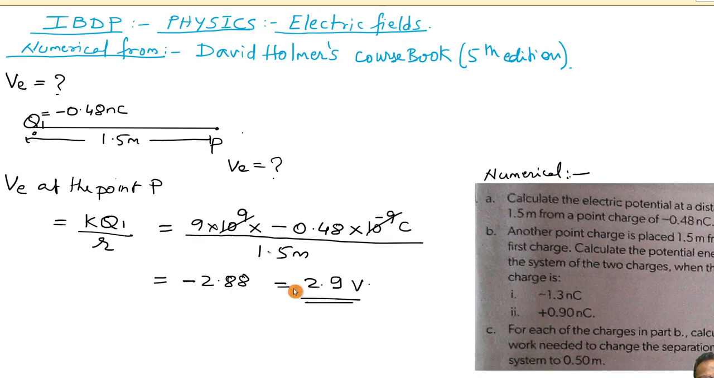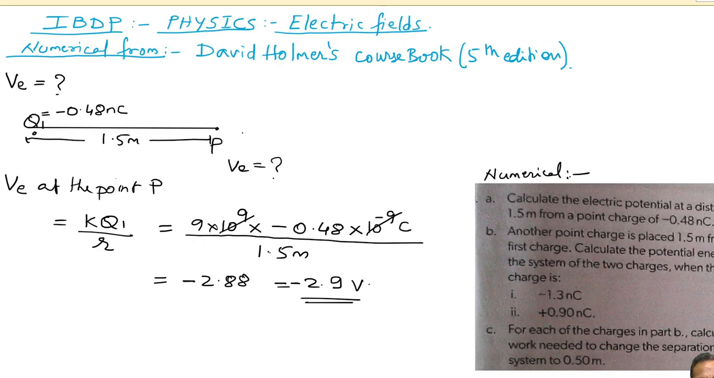So your answer is minus 2.9 volt. Okay, there's a minus sign also. Here remember that if the source charge is positive, then the electric potential due to that source charge will also be positive. And if the source charge is negative, then the potential created at any point in the field due to that negative source charge will also be negative. Now here the source charge itself was a negative charge, so the electric potential at the point P is also negative. Okay, so that was the A part of the question.